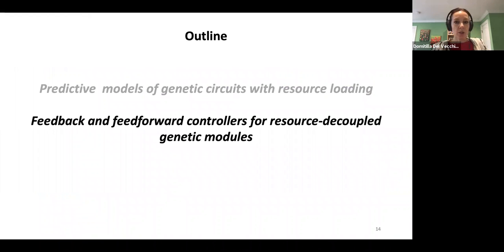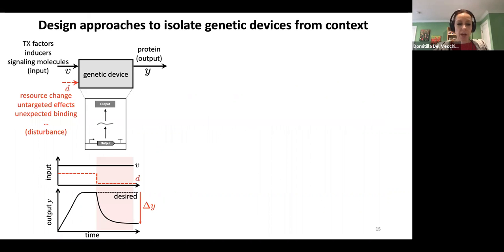So that said, I just want to spend the second part of my talk going through engineering solutions. In particular, here are the two design approaches that I'm going to present today. First of all, my view is going to be the control systems view of how we can make systems robust to perturbation. So I will view my genetic device as a system which takes inputs, regulators, and gives output proteins. And then resource changes, for example, fluctuation in the level of ribosomes, or untargeted effects, or unexpected binding, any of that, I will view as a disturbance to my genetic device.